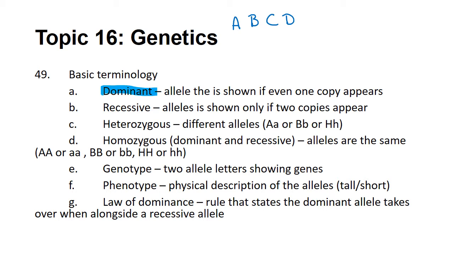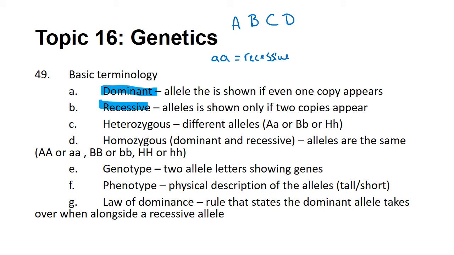recessive. Now, a recessive allele, these are going to be alleles that are shown only if the two copies appear. A good example of that would be a little a and a little a. That is the only way you will ever see something look recessive. So that's actually a recessive phenotype.